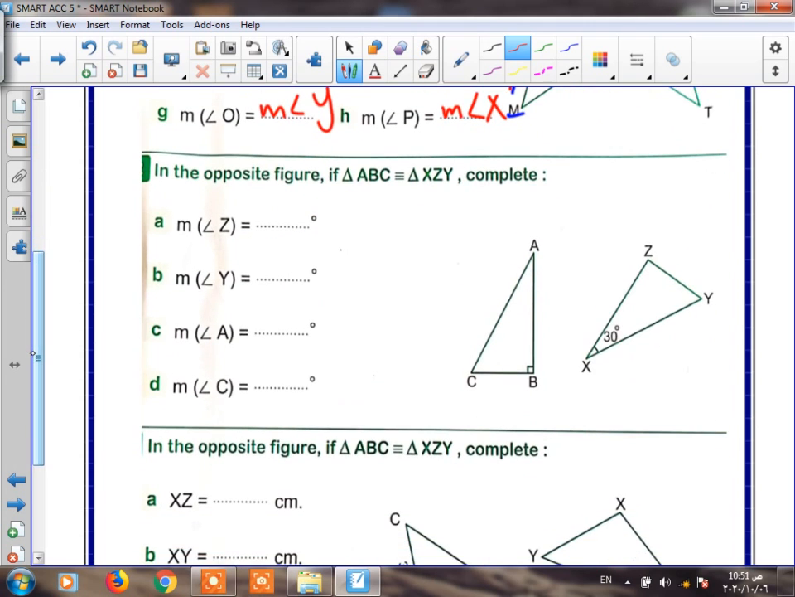Here I have two triangles. Okay, here in these two triangles I have numbers. I have this angle B. Look, this is a square, means that this angle equals 90 degrees. Is it right? Okay, let's try to read the key.